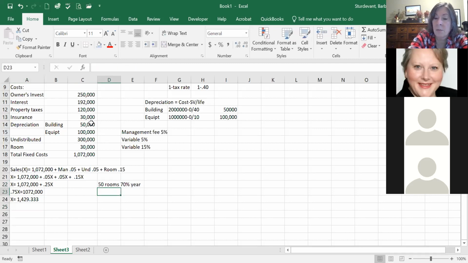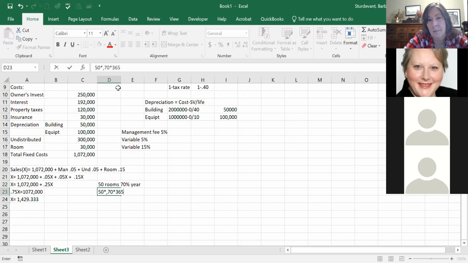So to find our rooms, we're just going to take the 50 times 0.70 times 365. Okay, that's how we're going to calculate.